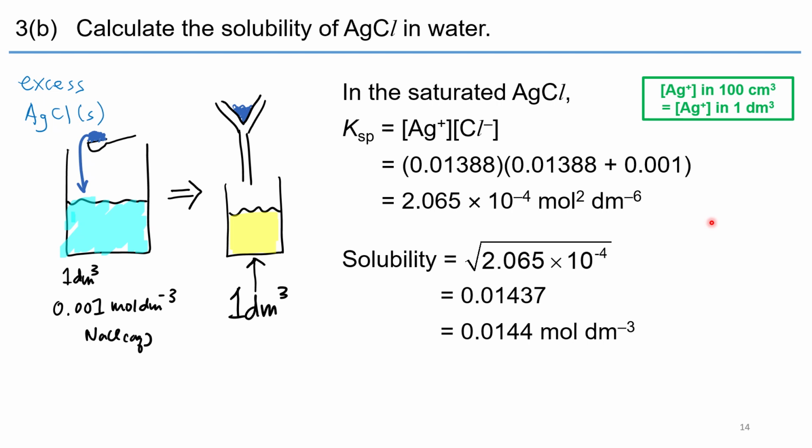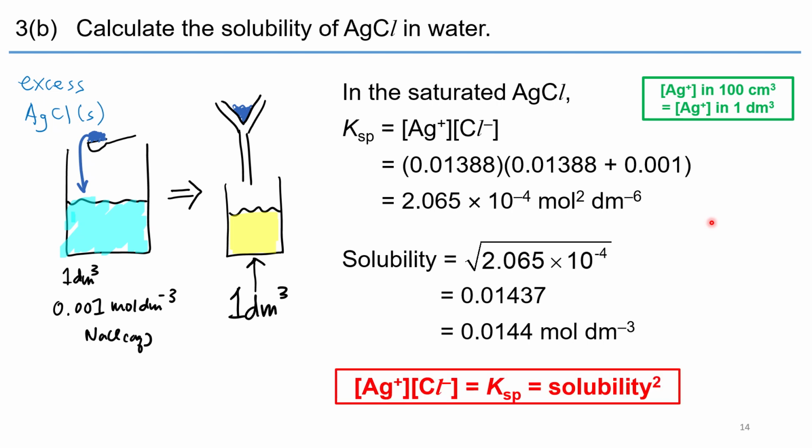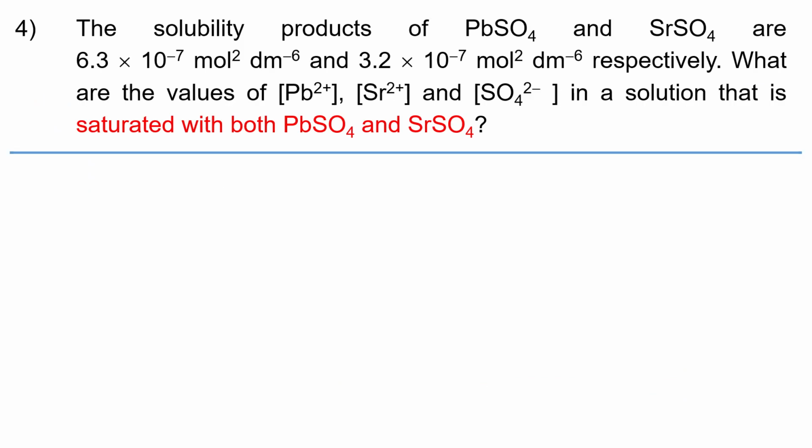Now to find the solubility value, you just square root this value, so it will be 0.0144 moles per dm³. Recall, this is the same thing I was trying to say in the previous slide. The Ksp expression is Ag+ multiplied by Cl-, so if the solubility is x, this will be x and x. That's why it is just solubility squared. Got it? Okay, now moving on to question 4.